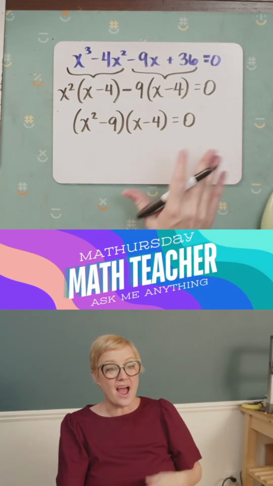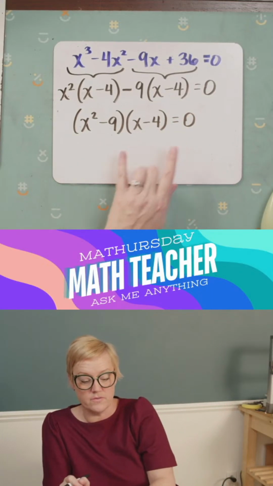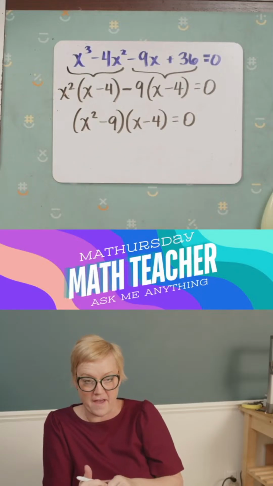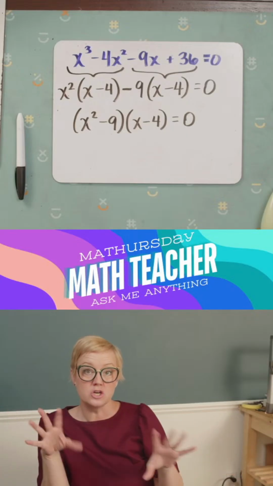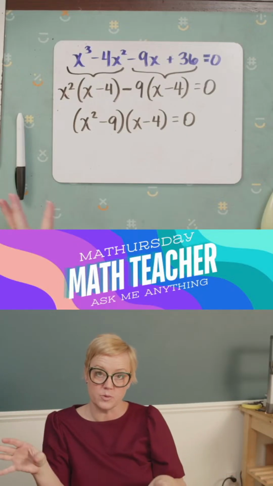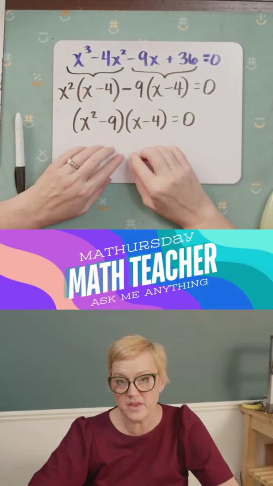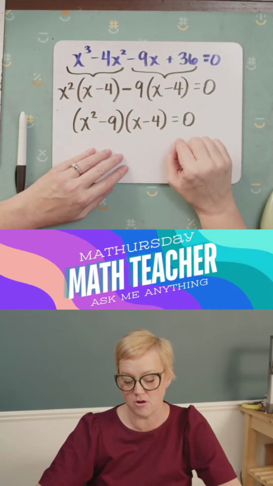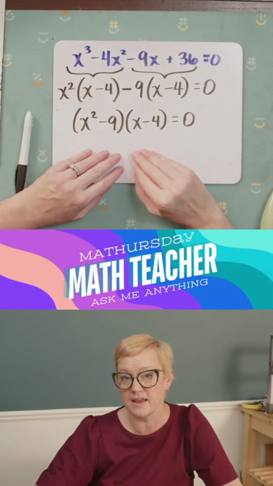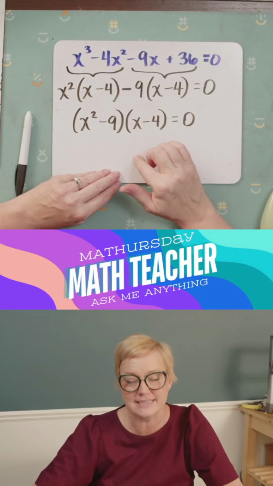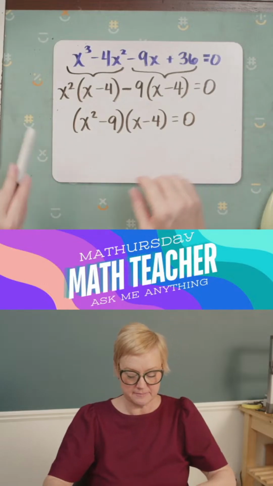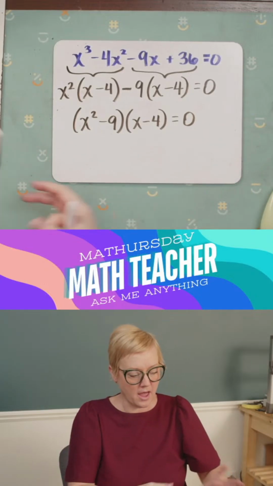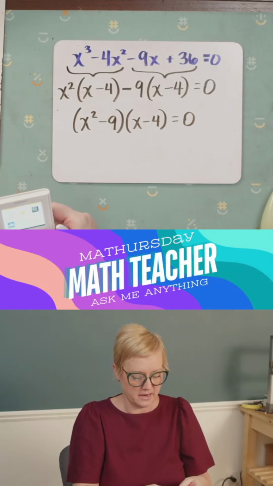Now that I've got it set to 0, I've got it all factored and nice. Now I can just start to solve. I can use the zero product property, which means that if I've got things multiplying together to equal 0, in order for them to equal 0, one of them has to equal 0.